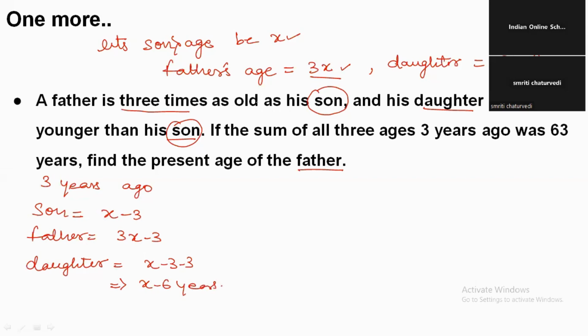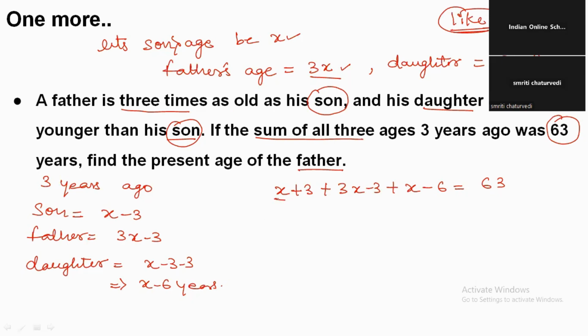Now what the question is saying is the sum of all three ages 3 years ago was 63. So we need to add all three ages, the age of the son, the age of the father, and the age of the daughter, which equals 63. So let's try to solve it. When we are adding or subtracting variables, we always add or subtract like terms only. The terms having x we will add with x only. So x plus 3x plus x will give us 5x. And minus 3 and minus 6 gives us minus 12, which equals 63.